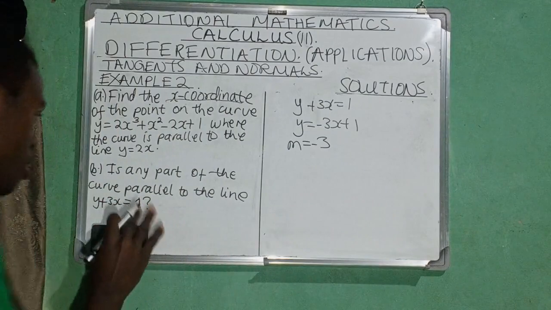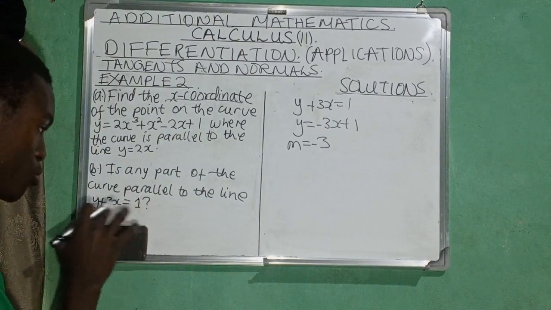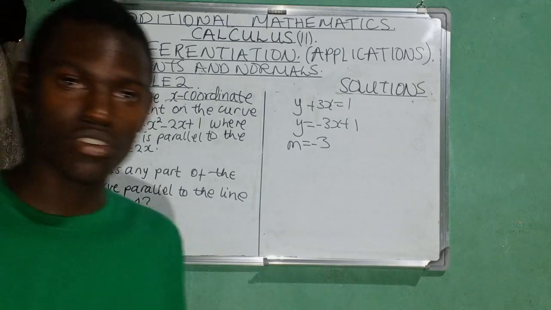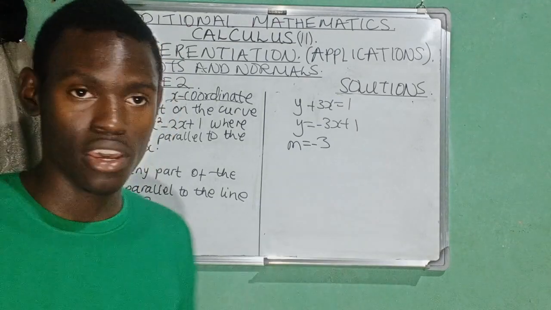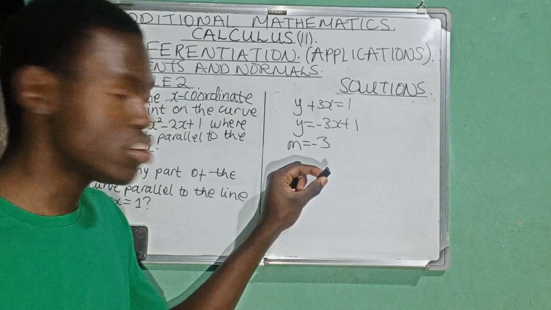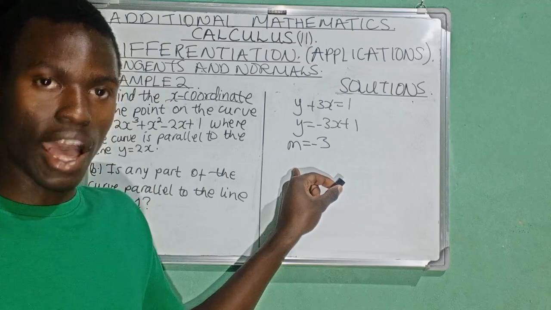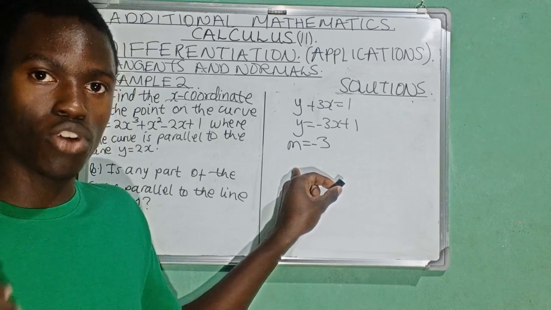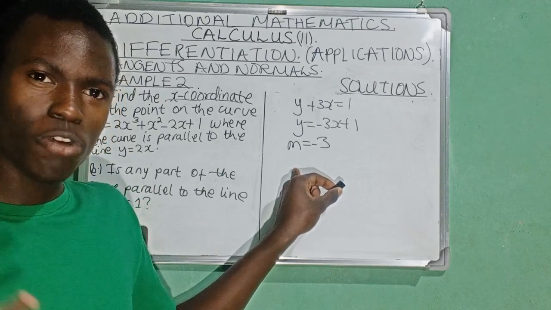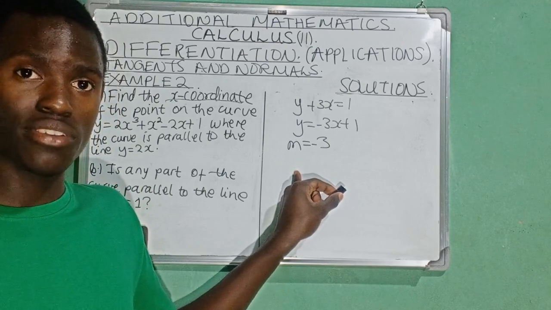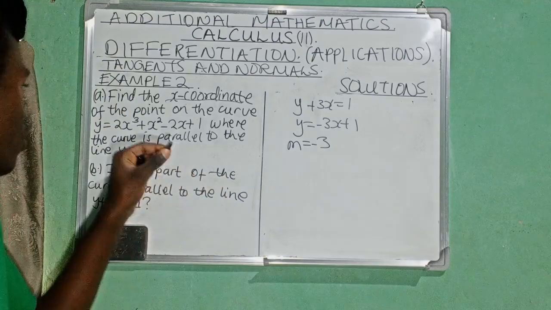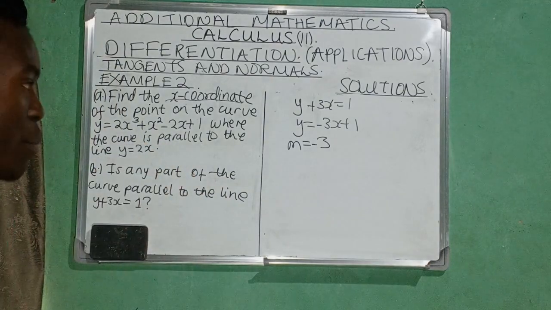The question reads, is any part of the curve parallel to this line? So the only thing that we need to consider is the gradient. Is this gradient going to give us an answer if we solve? If we solve and then we get an answer, it means it is parallel to this curve. I hope that makes sense.